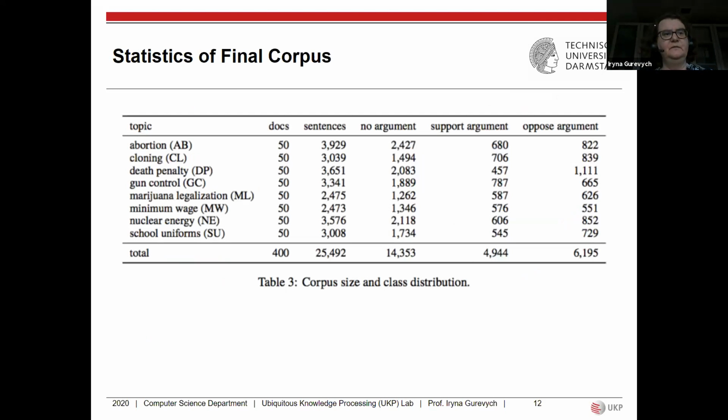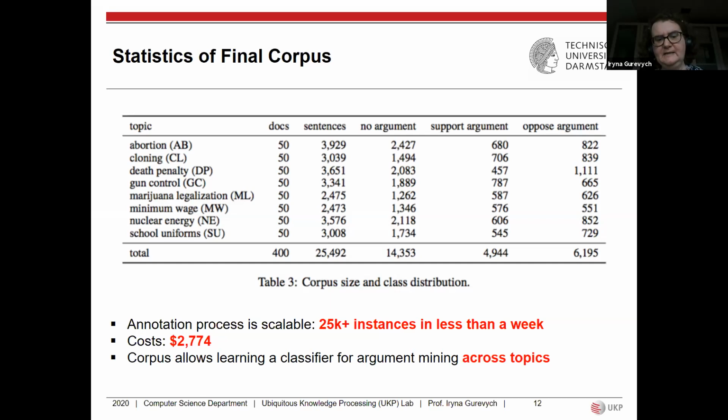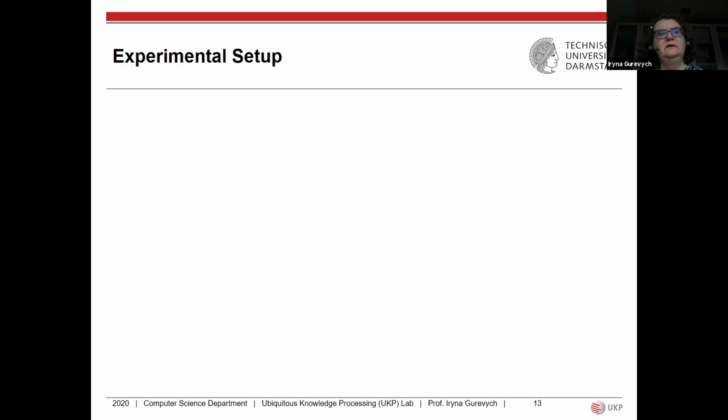So this figure gives you statistics of the final corpus with 8 topics, 50 documents each, resulting in 25,000 instances annotated in less than 1 week at the cost of $2,700. And based on this new data set, we now learn a classifier for argument mining across topics.